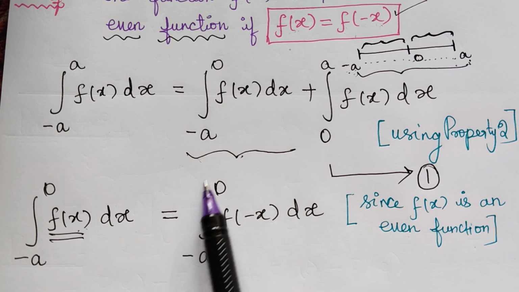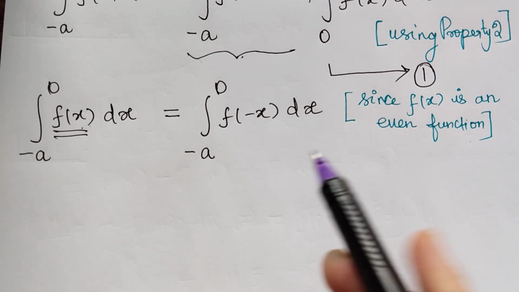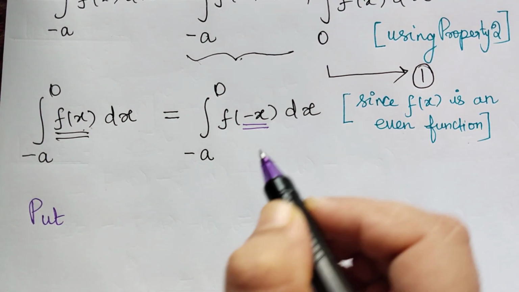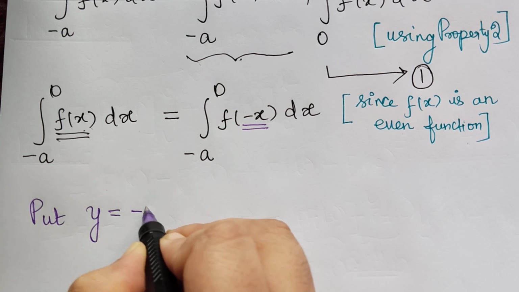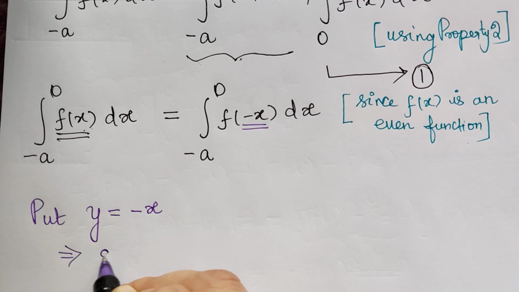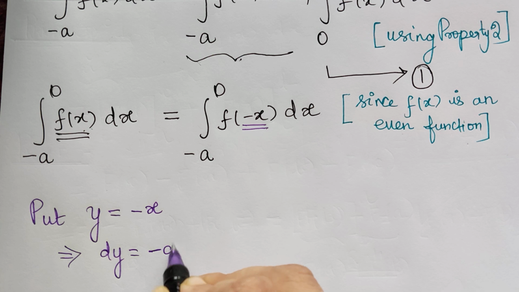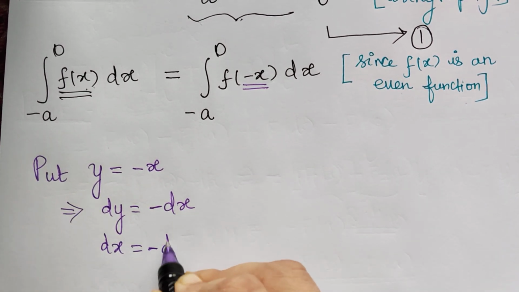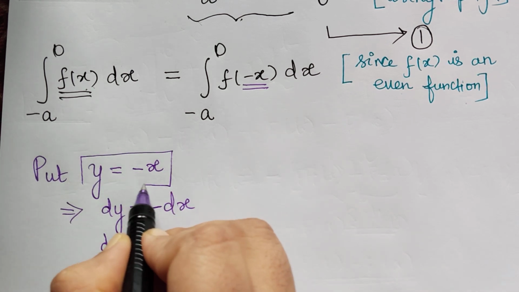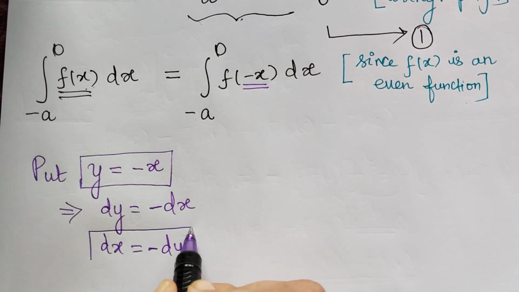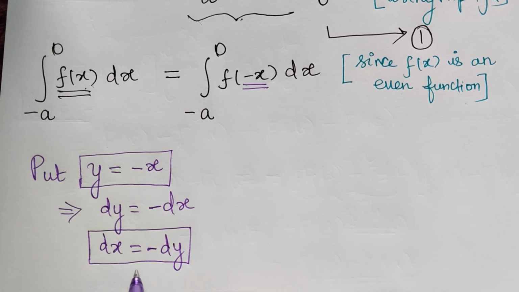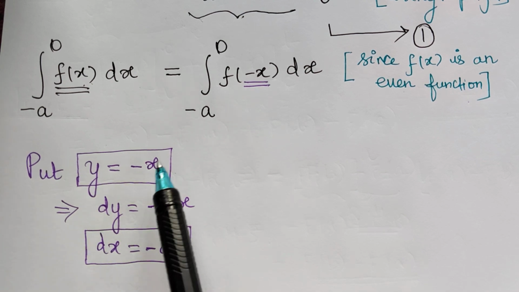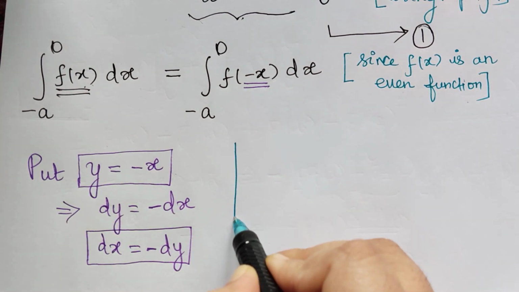Now I am going to make a substitution for this integral. So put this minus x as y. So put y is equal to minus x. So from this, what will be dy? It will be equal to minus dx. And I can rewrite this as dx is equal to minus dy. So I substituted y equal to minus x and have obtained dx equal to minus dy. We should always remember, whenever we make a substitution, we should take care of the limits also. That is, we have to change the limits.